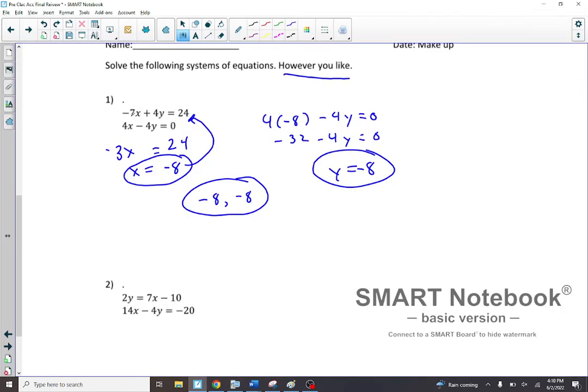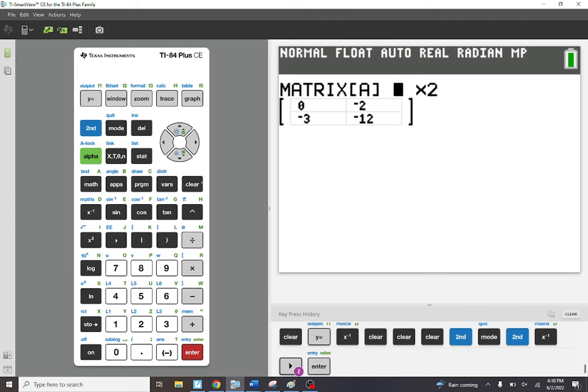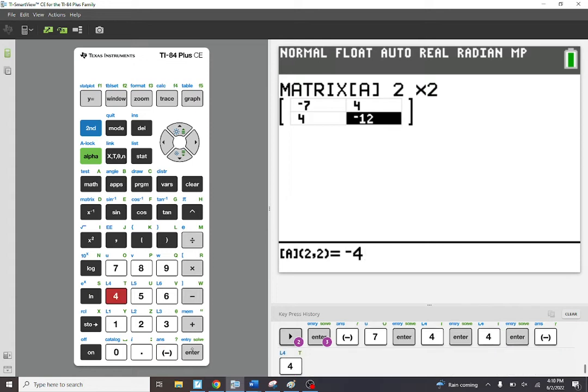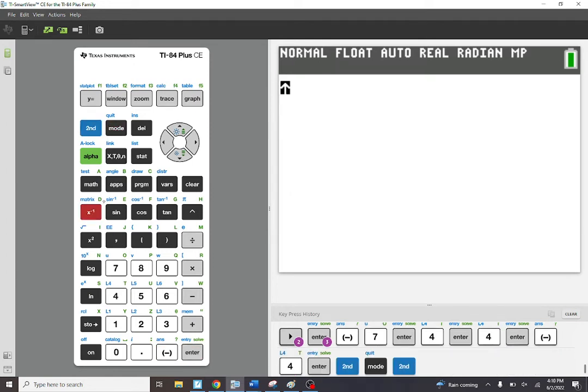And what we're going to put in is the 4 numbers here. So negative 7, 4, 4, negative 1. So it's a 2 by 2. And it's negative 7, 4, 4, negative 4. All right. Second quit. Let's go to matrix again.